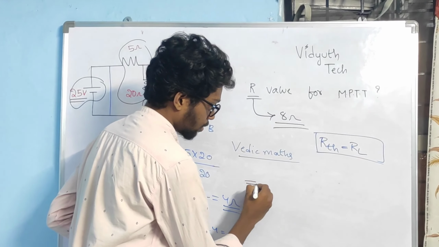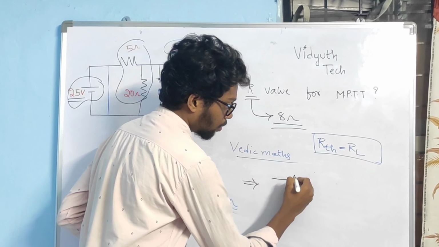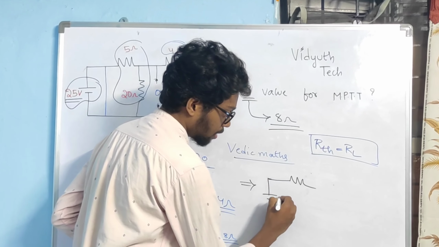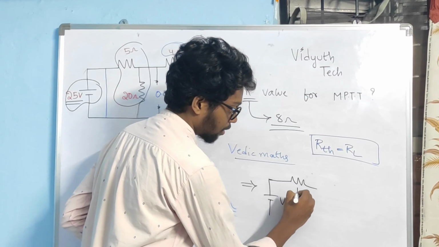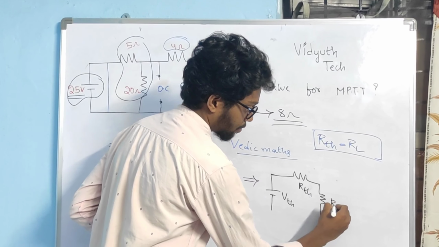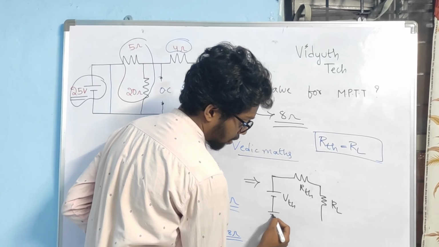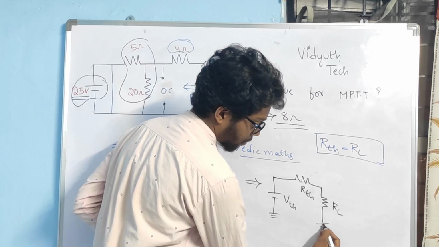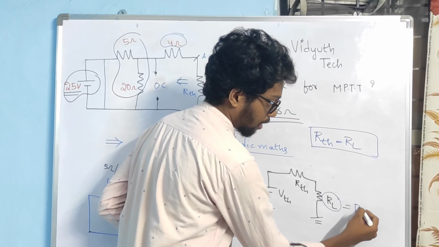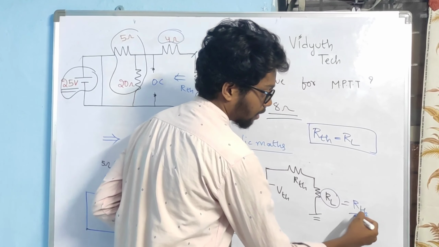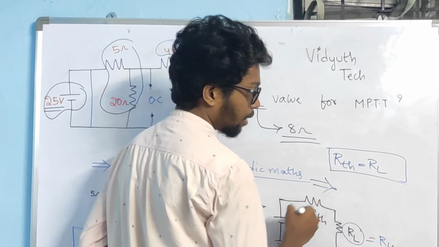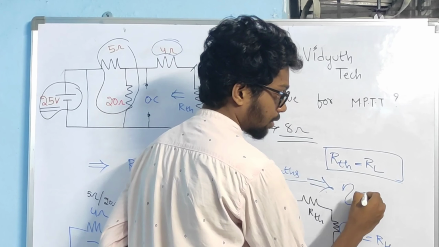So, you know, Thevenin's equivalent circuit will be like this: a voltage source V Thevenin in series with the resistance R Thevenin, where this is RL. Okay. RL should be equivalent to R Thevenin under the maximum power transfer theorem or maximum power condition. Okay. According to this theorem, the efficiency will be 50%. Okay.